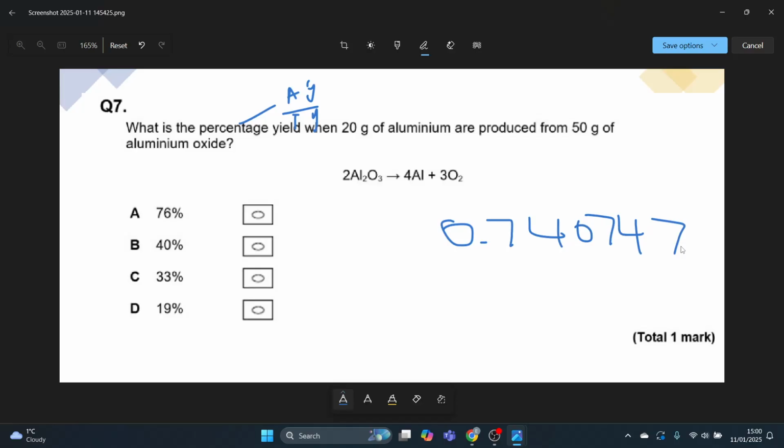and then the moles of aluminium oxide, mass divided by Mr, 27 plus 27 plus 16 plus 16 plus 16, and then do 0.740747 divided by my answer times by 100. No, that gives me 151%, so therefore that's not right.